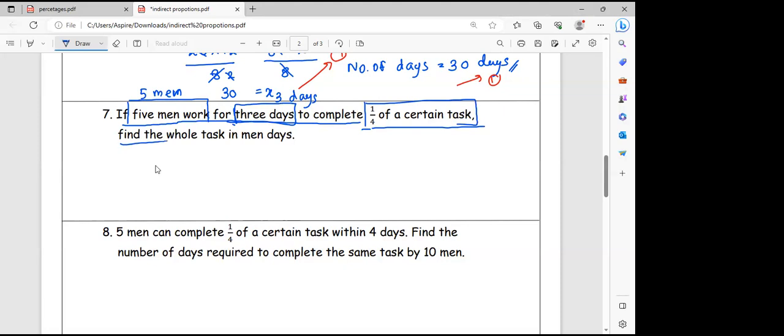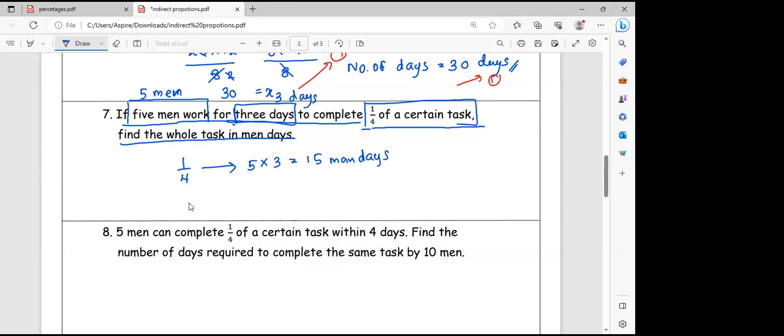Find the whole task in men days. Men days equals to man days. Okay. Then magnitude of the work. Actually, here you have to calculate the magnitude of the work. Then 1/4 of the work is equals to the 5 times 3. Answer is 15 man days.